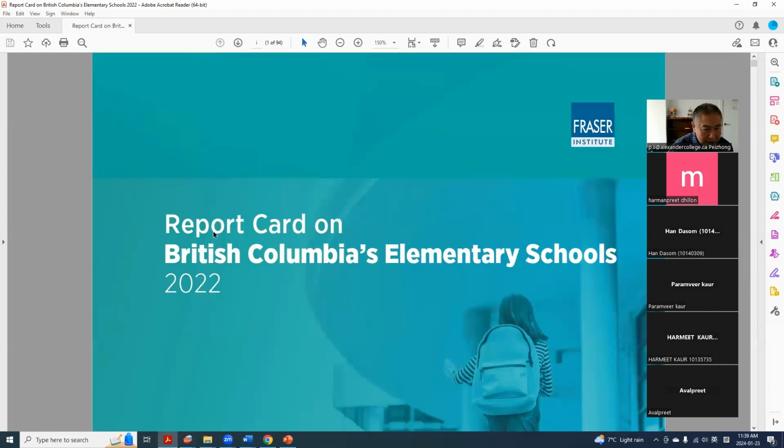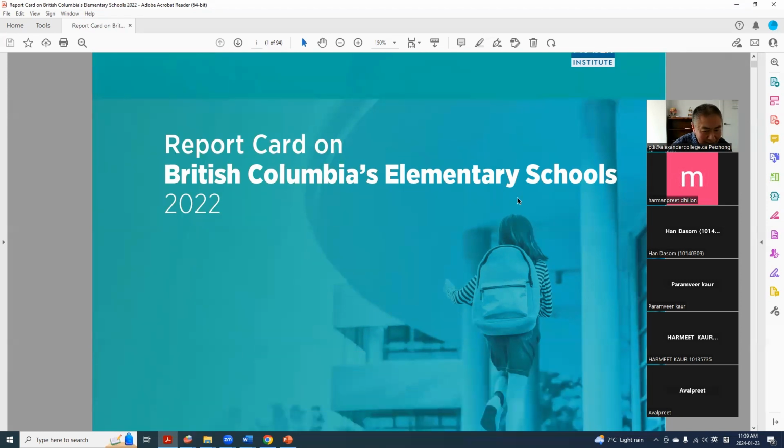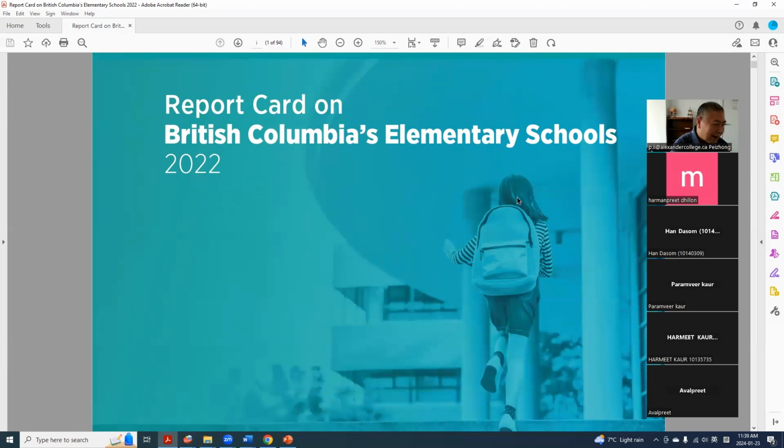Here, you have the report card on BC's elementary schools. This is published by the Fraser Institute. And this is called applied research. Applied research is different from basic research, and we talk about this in week 1. Applied research is directed to solve particular, specific questions, very useful. But basic research is not directed by any questions.